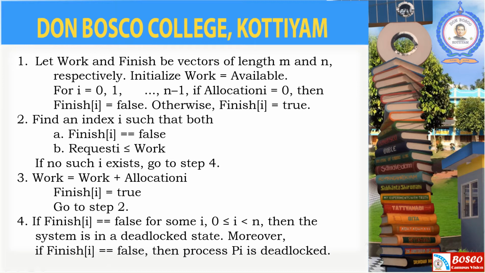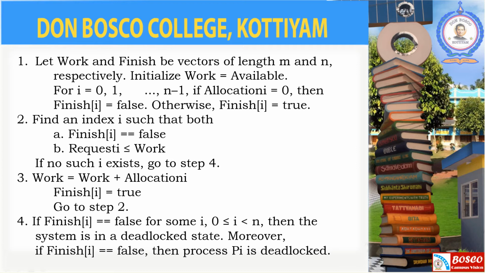Now if this condition is true, we will be going to step 3, that is, work is equal to work plus allocation i, and we have to change finish i to true to indicate that the process has completed its execution. After that the control will be passed to step 2, that is, we have to work until process n minus 1. This is the working of the algorithm.